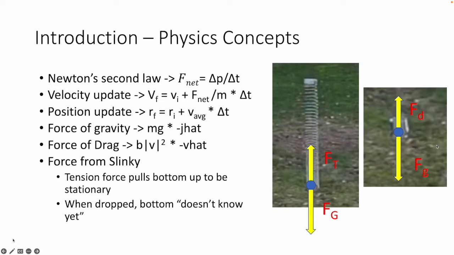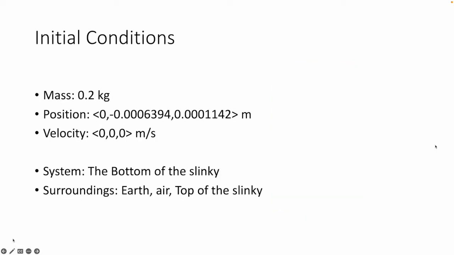For initial conditions, the mass is 0.2 kilograms, which was a guess based on the average slinky. The initial position was taken from Tracker and the velocity is 0 since the slinky was initially in static equilibrium. Our system was the bottom of the slinky and the surroundings were the air, earth, and top of the slinky.